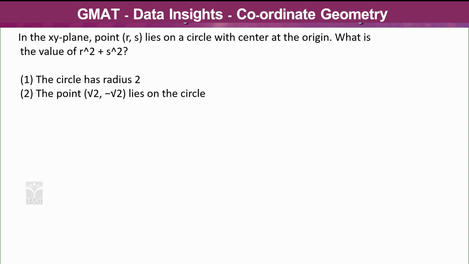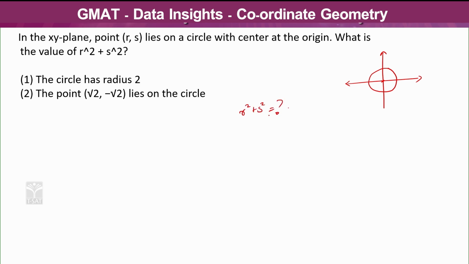In the xy plane, point r comma s lies on a circle with center at the origin. What is the value of r square plus s square? Okay. There is a circle whose center is the origin. So this is our random circle with center at origin. Now they are asking us what is the value of r square plus s square?